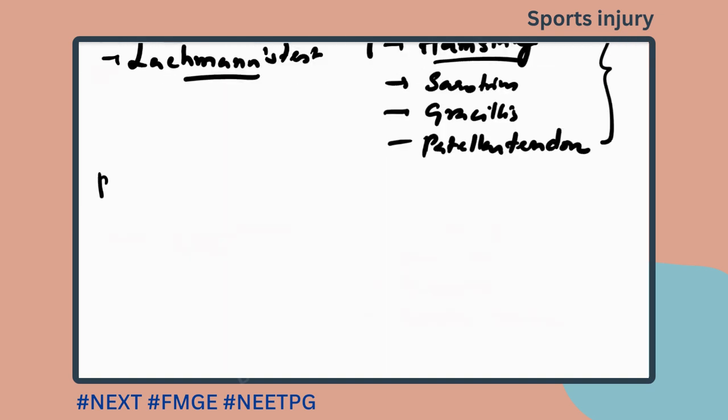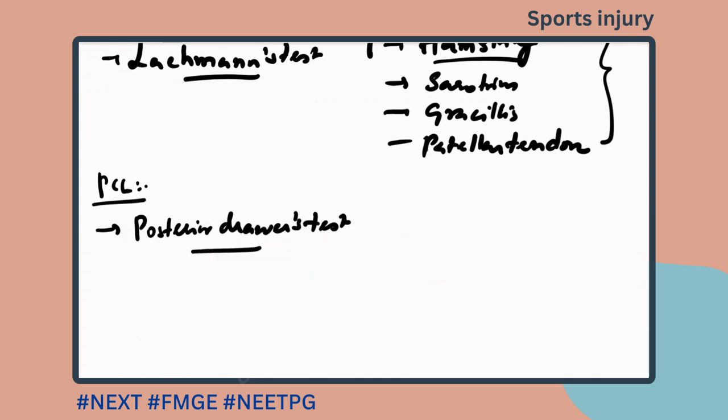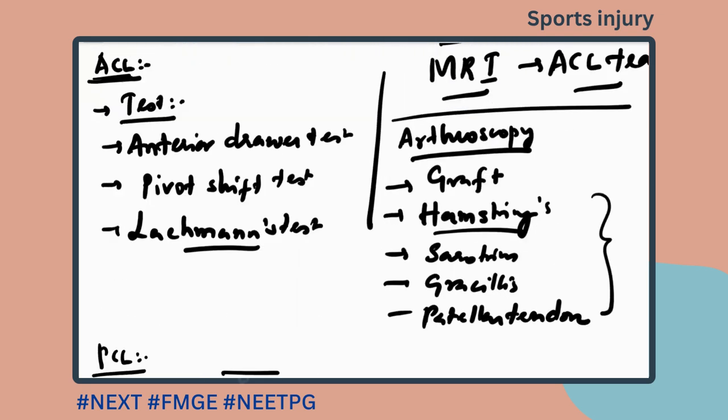How do you diagnose a PCL injury? You diagnose a PCL injury by using a test called the posterior drawer test. And if the PCL is injured, you repair it arthroscopically, using the same kind of graft. Like the ACL, you can take a graft from the hamstring tendons or gracilis to repair the PCL injury. So this is about the ligament injuries around the knee.